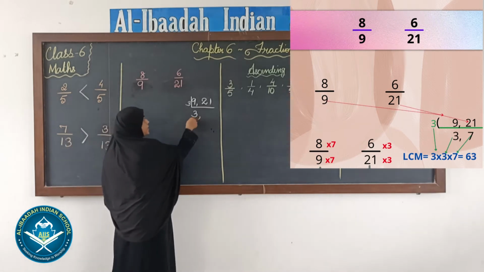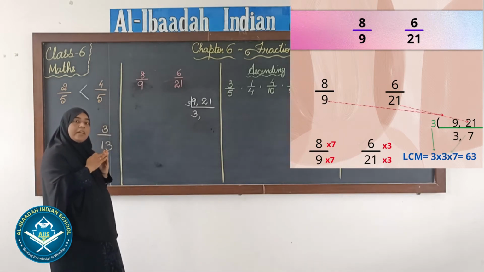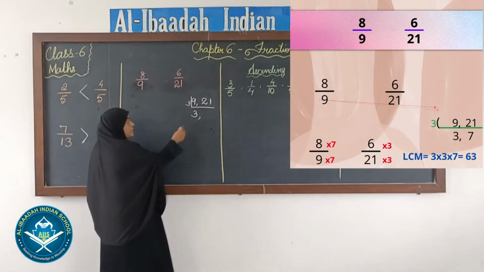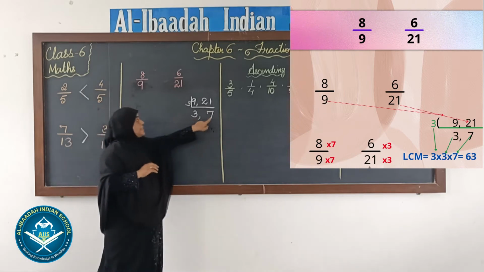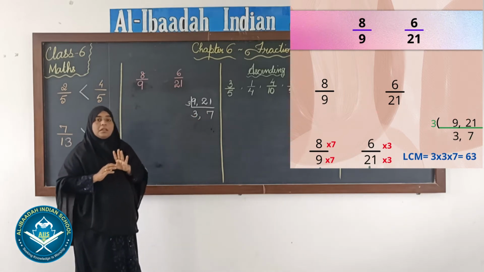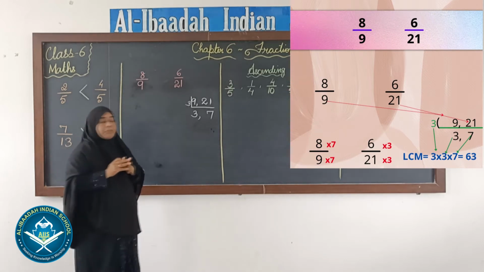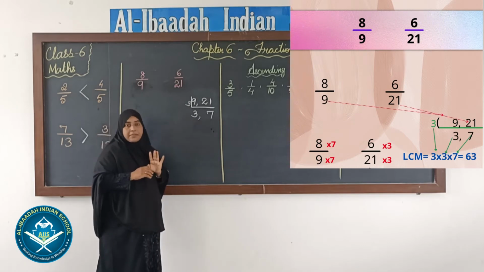Next, the second denominator that we have is 21. 21 we have to divide with 3. When we divide 21 with 3, what is the answer that we get? We will get 7. Now 3 and 7, these are the prime numbers. We don't have any common divisor for both. There is no number that will divide 3 as well as 7 because they are prime numbers.